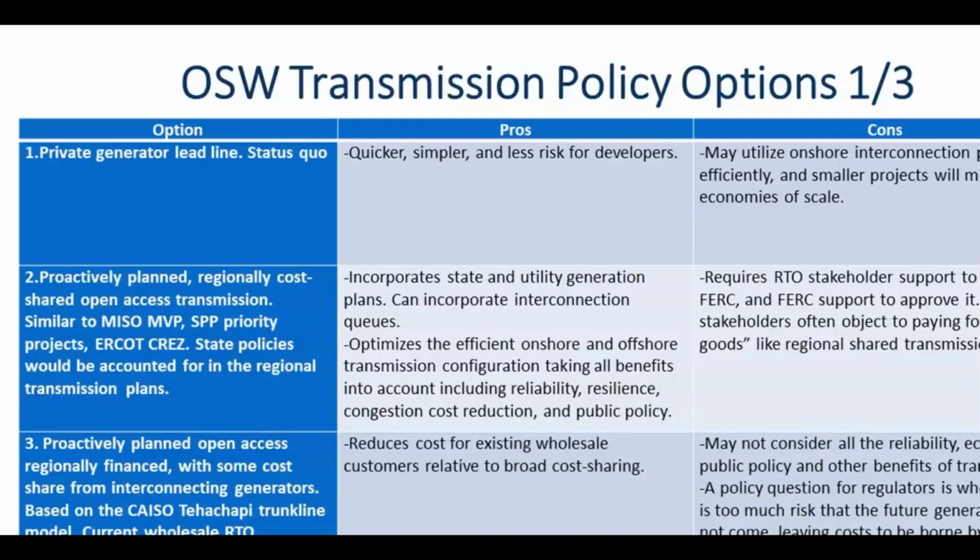So one of the big conclusions of our paper is we laid out a few tables. There's a table at the end that goes through different options for how to do planning and cost allocation for transmission. And so the first one is the status quo. This is basically the generator lead line. So the generation developer who's developing the offshore project also develops the transmission project. They plug in typically at the closest point on the grid. And that has advantages. It's easy, it's controllable.